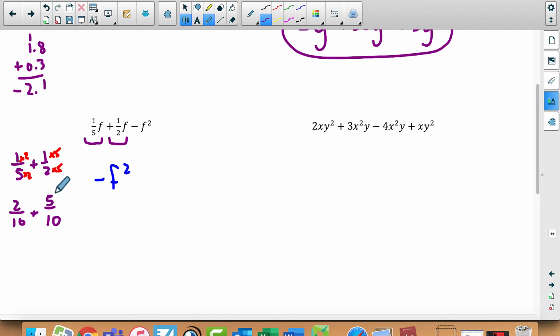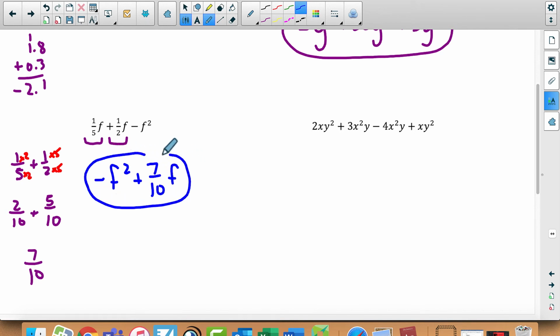And now we can get our answer. 2 tenths plus 5 tenths. Keep the denominator the same. Add the numerators. You get 7 over 10. So in other words, when you combine these two f's, you get positive 7 over 10f or plus 7 over 10f. And we're done. It's in descending order because I made sure to put the f squared first.